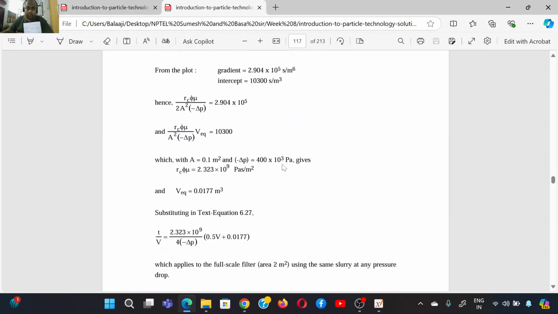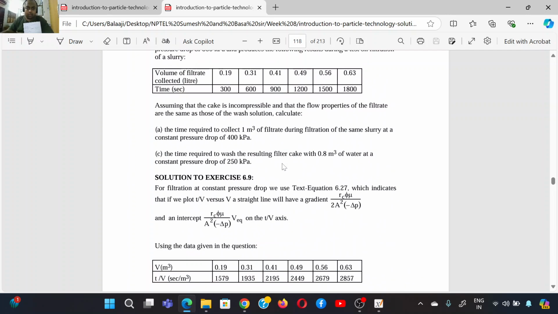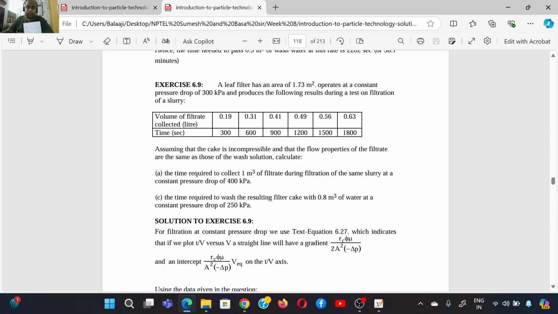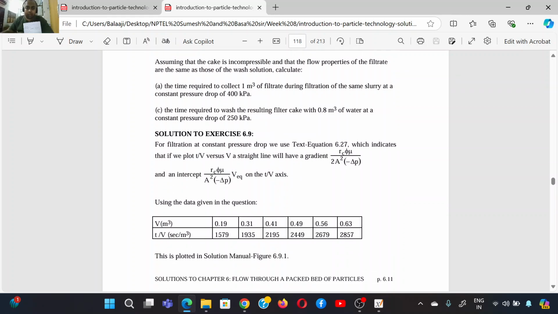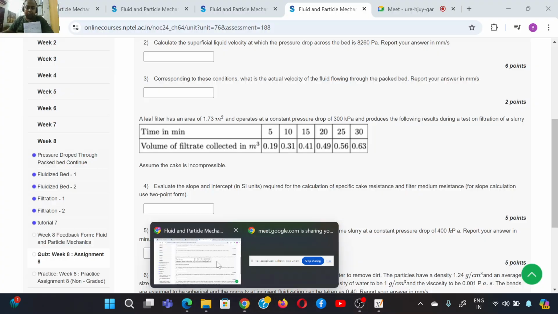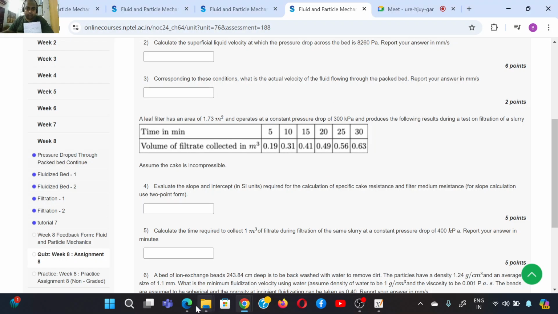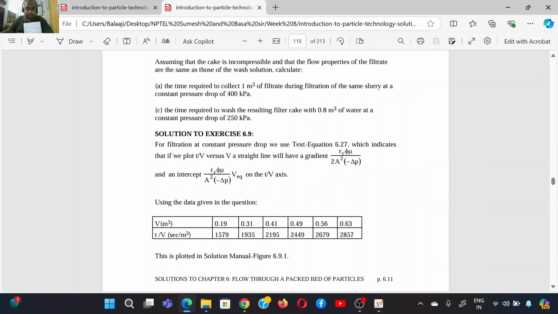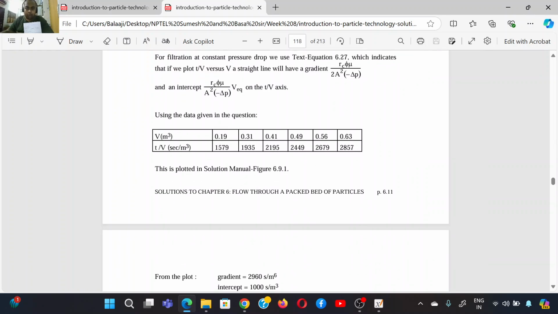See, 6.9 and leaf plus 1.73 meters square thing. So first what they have done is that they have used this equation, which sir has not taught in class. 6.27 equation they have used. Again, the same concept is the same. They have to plot T by V versus V.